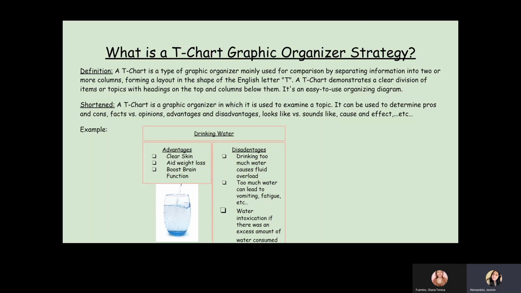An example will be drinking water. Some advantages of drinking water will be clear skin, aid weight loss, and boosting brain function. Some disadvantages of drinking too much water would be that it causes fluid overload, it can lead to vomiting and fatigue, and it can lead to intoxication if the water has been consumed in an excess amount.